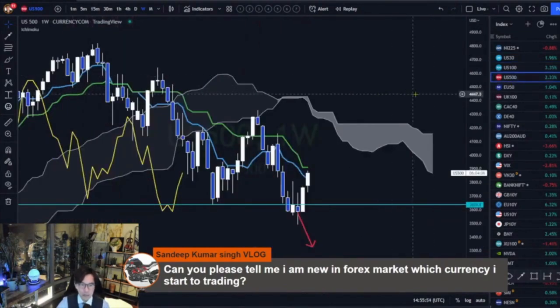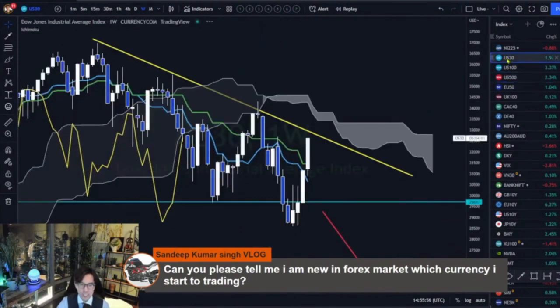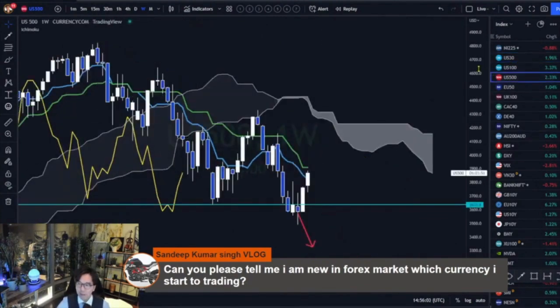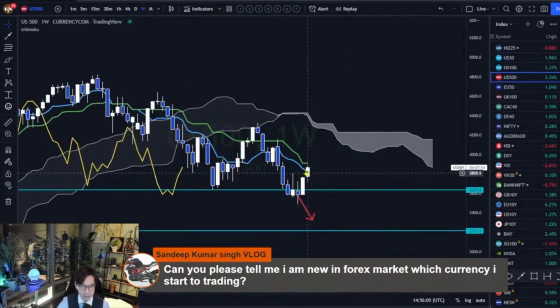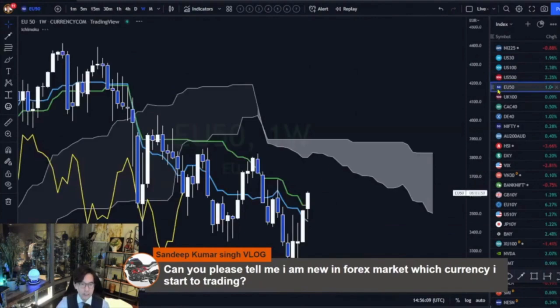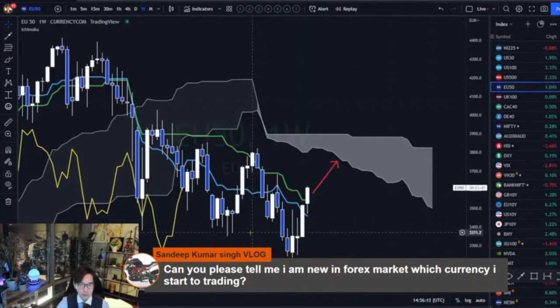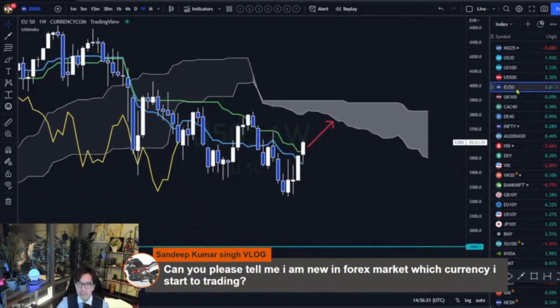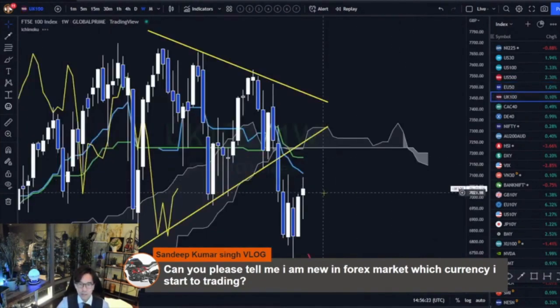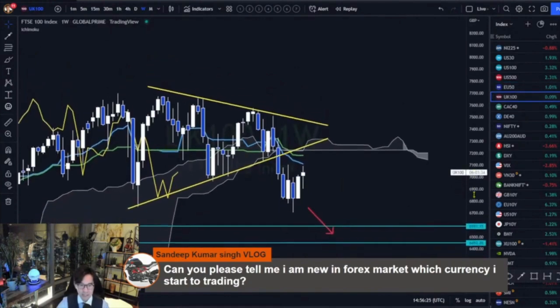Let's see. I think Dow Jones is the strongest. It's reaching up to the trend line, and the S&P 500 follows. It's retracing back to Kijun Sen now. Euro Stoxx broke the Kijun Sen and it's going up to Senkou Span B, as I mentioned in Sunday's weekly forecast. So it's bullish. FTSE 100 is still ranging.